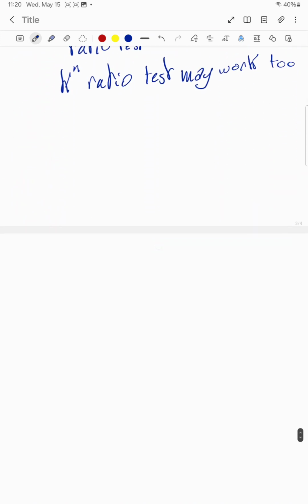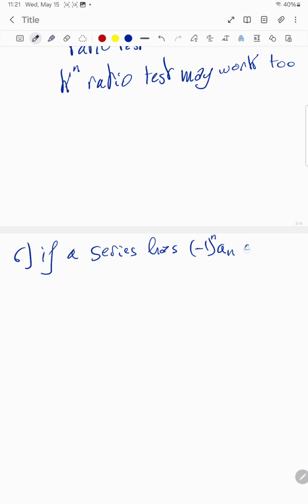Strategy number 6: if a series has -1 to the power of n times an, or -1 to the power of n plus 1 times an, then the alternating series test should work. You have to use the alternating series test. Let's do an example of the alternating test.